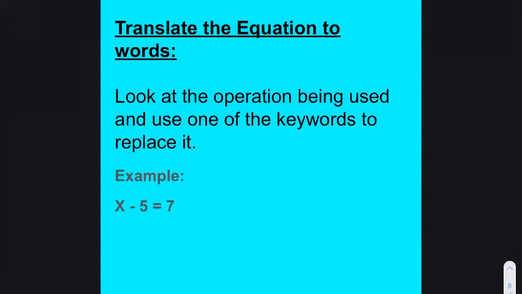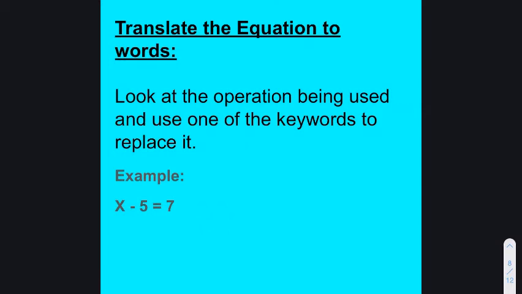All right, let's do our first practice question together. So for this question, let's look at the instructions. It says, translate the equation into words. So let's read the instructions as well. Look at the operation being used and use one of the keywords to replace it. Okay, let's take a look. It says x minus 5 equals 7.